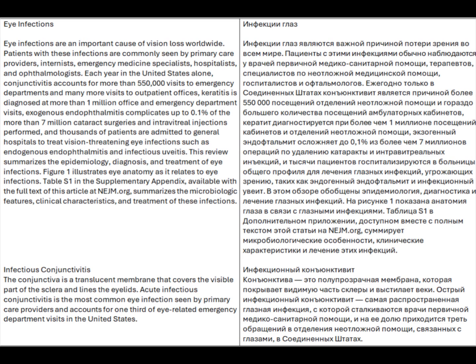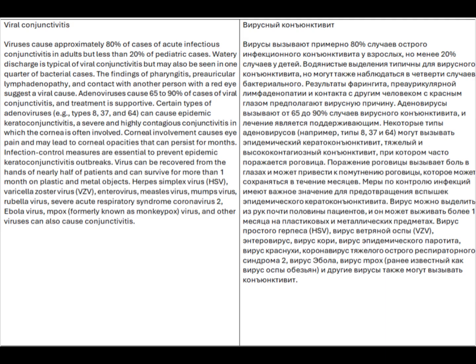Infectious conjunctivitis. The conjunctiva is a translucent membrane that covers the visible part of the sclera and lines the eyelids. Acute infectious conjunctivitis is the most common eye infection seen by primary care providers and accounts for 1/3 of eye-related emergency department visits in the United States. Viral conjunctivitis. Viruses cause approximately 80% of cases of acute infectious conjunctivitis in adults, but less than 20% of pediatric cases. Watery discharge is typical of viral conjunctivitis, but may also be seen in 1/4 of bacterial cases.